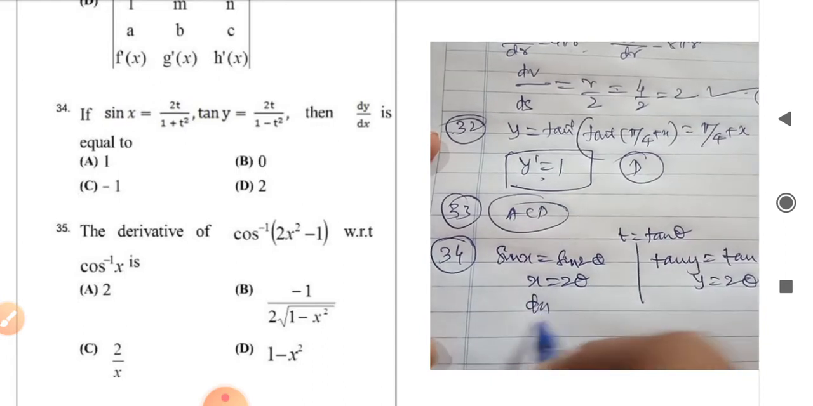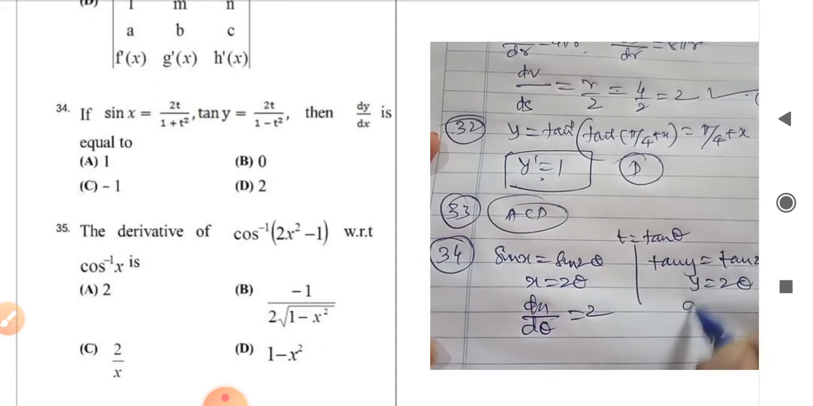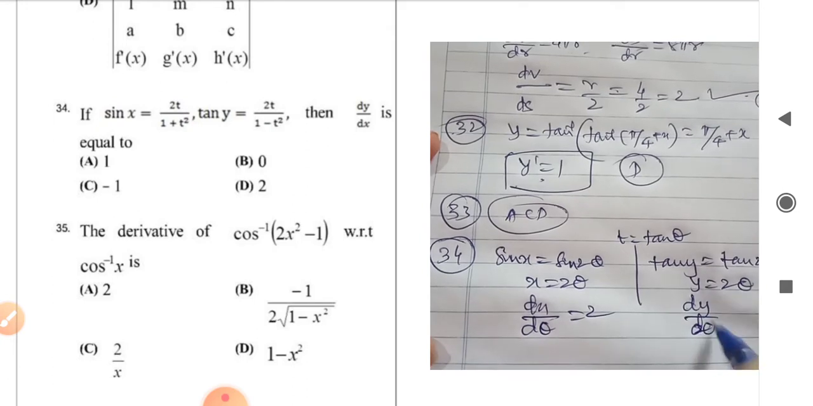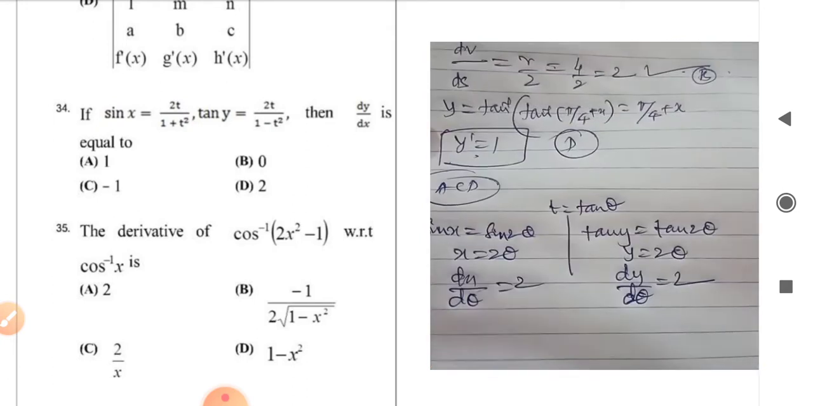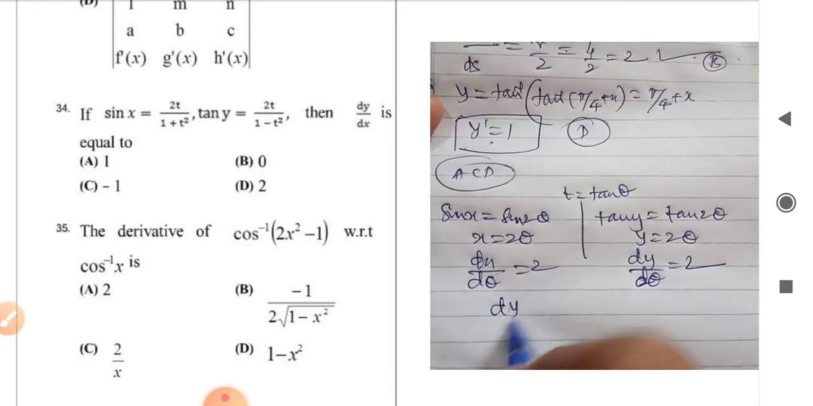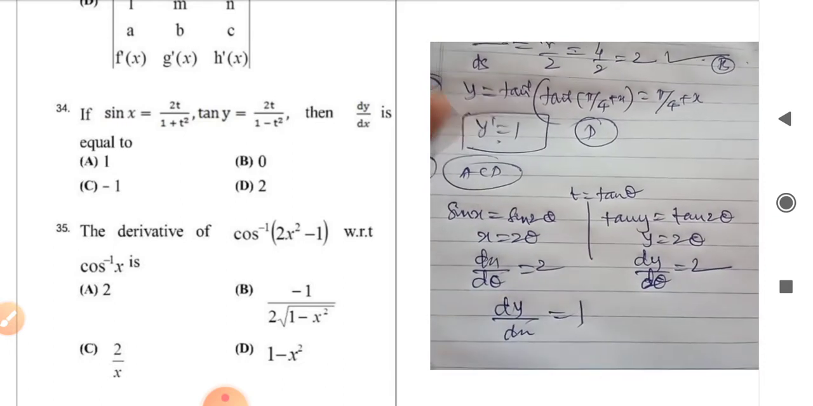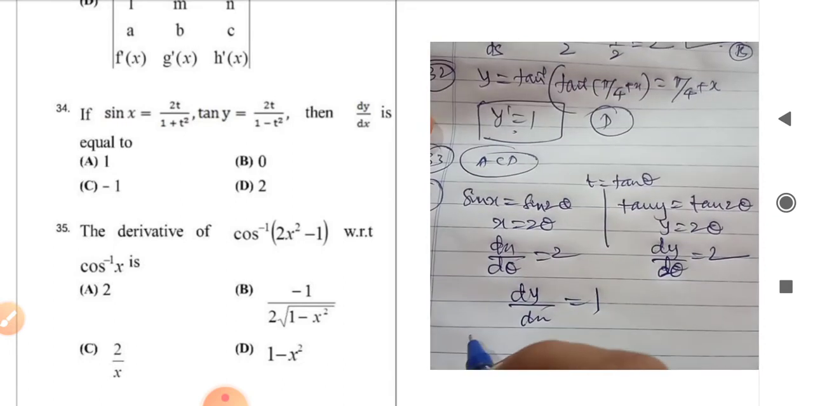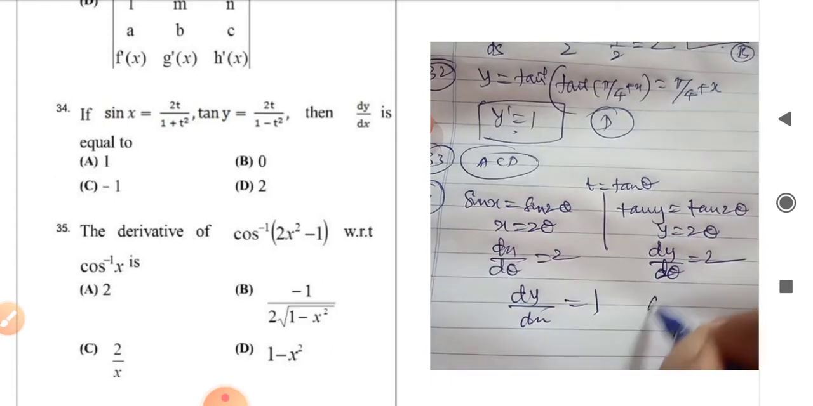Now the derivative dx by d theta is equal to 2, dy by d theta equal to 2. So finally you get dy by dx equal to 1. So this is very simple differentiation they have given for us, that is, the option is correct here.